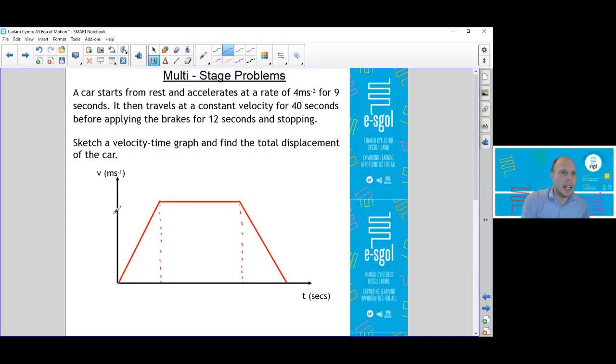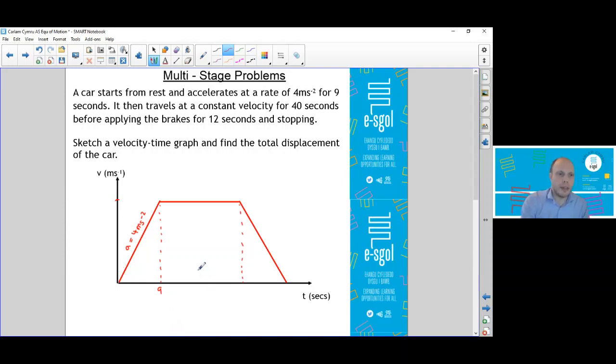Okay, so it accelerates at a rate of 4 meters per second squared. Probably the best place to put that is on the slope here, because it is a measure of gradient and it's positive, and that's for 9 seconds. Okay, we're missing a value there. We'll come back and work that out in a second.